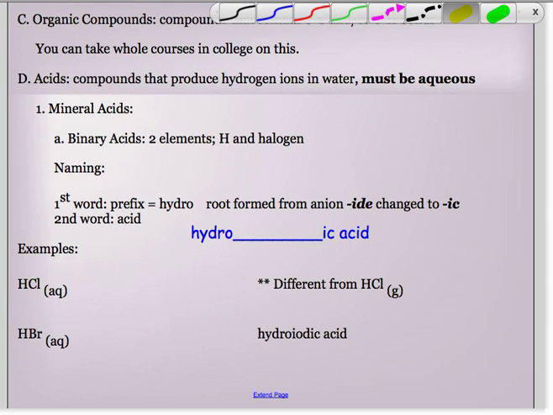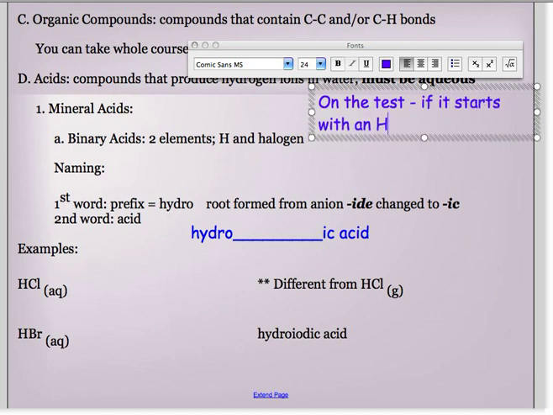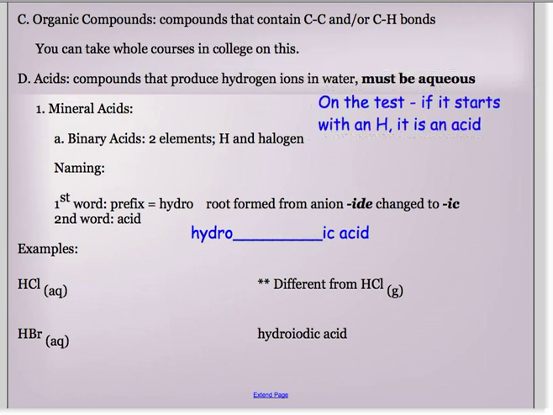However, I'm just going to tell you this right now. You may want to write this down because this will help you for the test. The easiest way for you to tell on the test, since you already have so much else to worry about, is that on the test, if it starts with an H, it is an acid. So you don't have to worry about the aqueous or not aqueous on the test. All you have to worry about is if it starts with an H. I mean, it could be H2 or something, but if it starts with an H, it's going to be an acid.